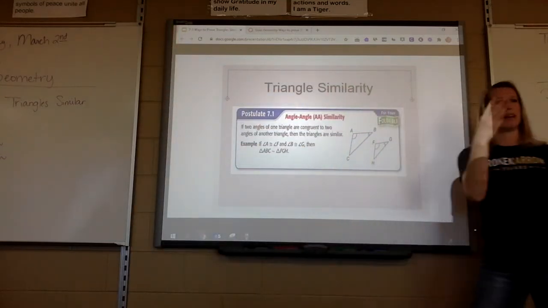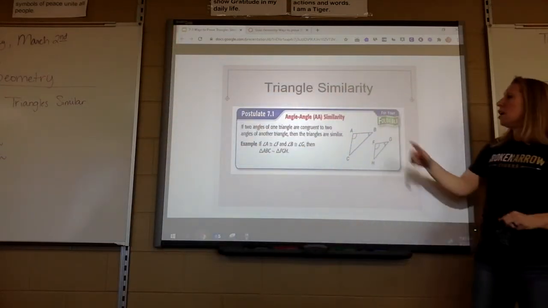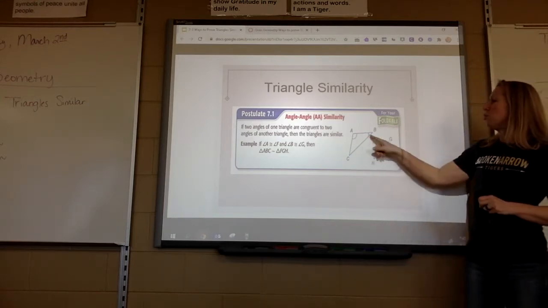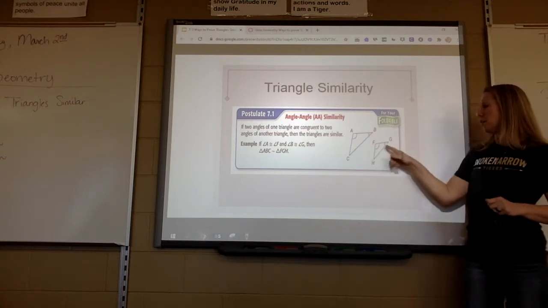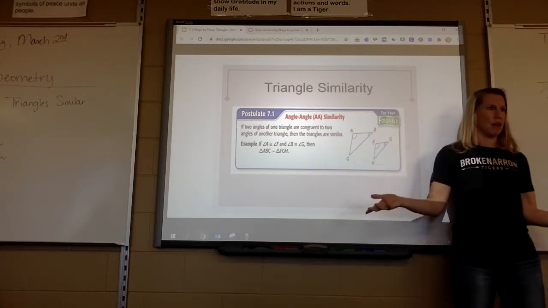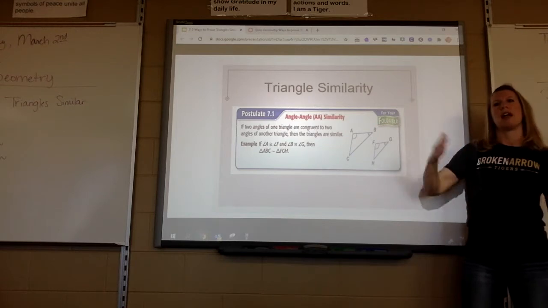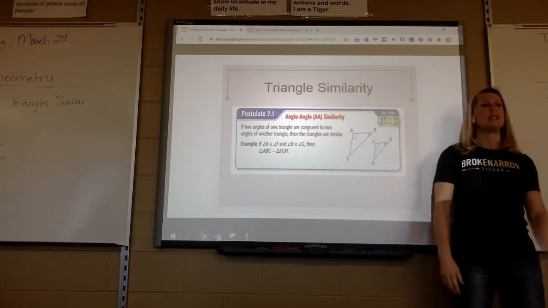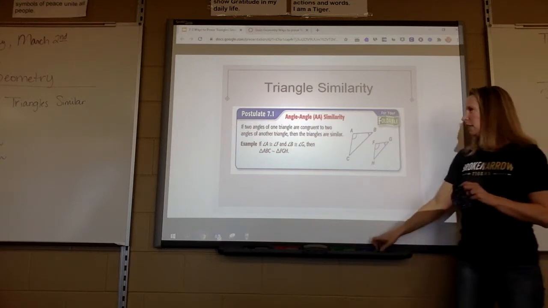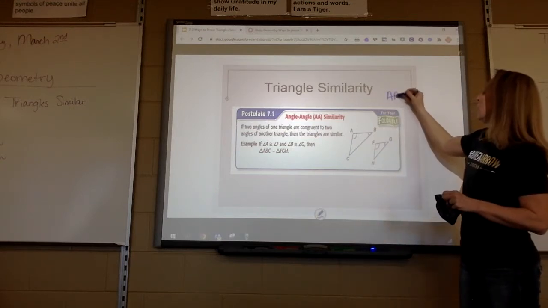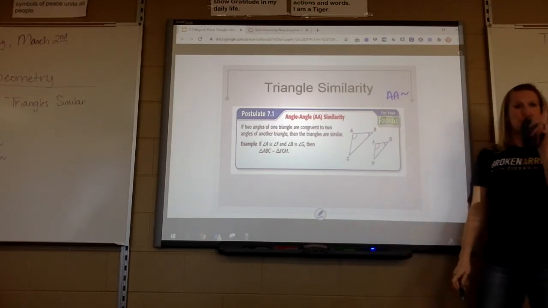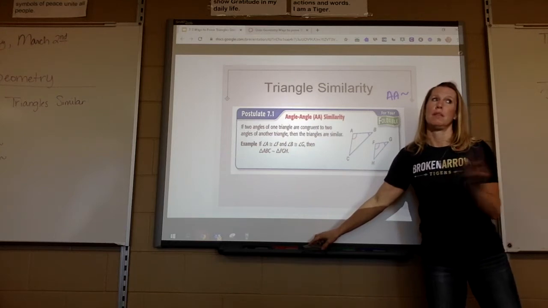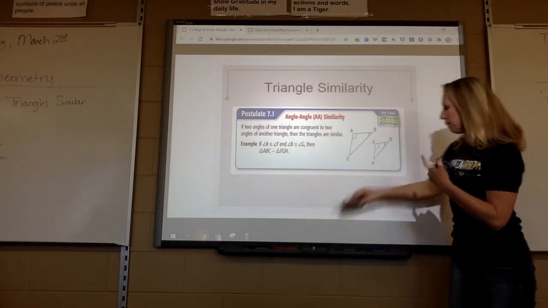There are three ways that we can prove that triangles are similar. One of them is called angle-angle similarity. If you know that two angles in one triangle equal two angles of another, the third angles are automatically congruent, but we don't say AAA. As long as you have at least two angles, we can say the triangles are similar by AA similarity. So that's one way. Remember, they can't be congruent by AAA, but they can be similar.